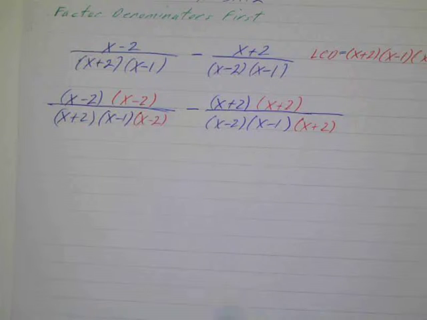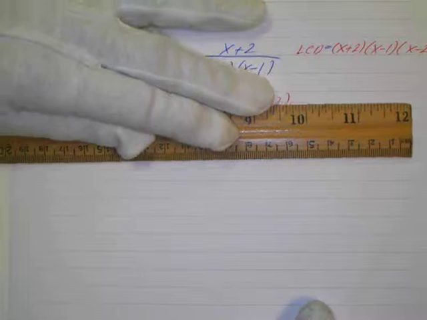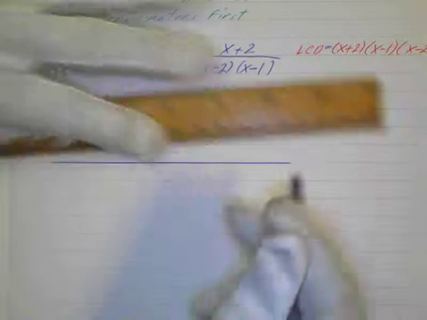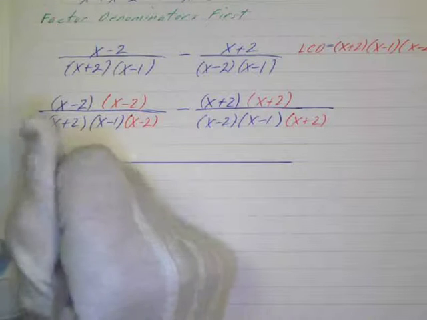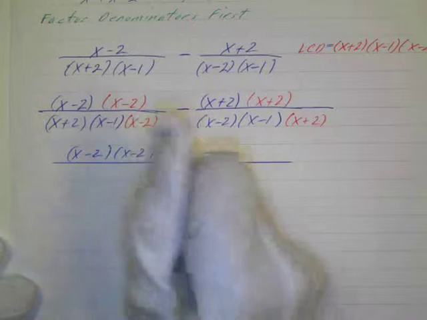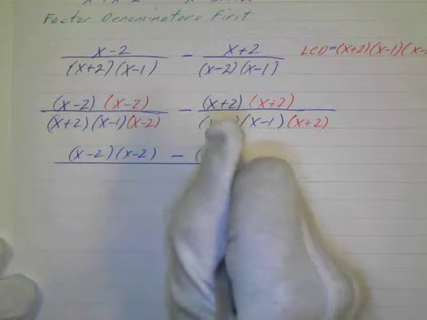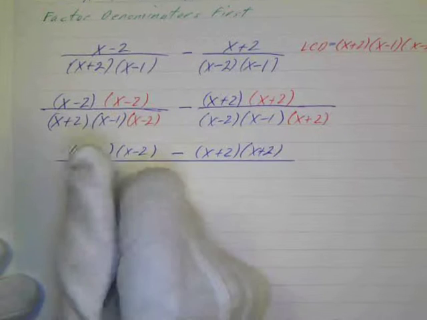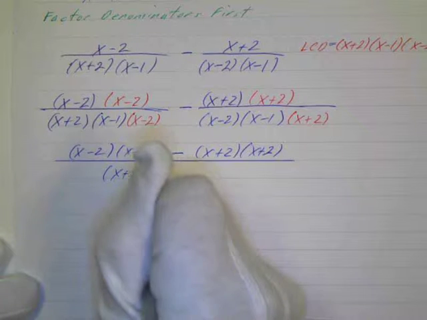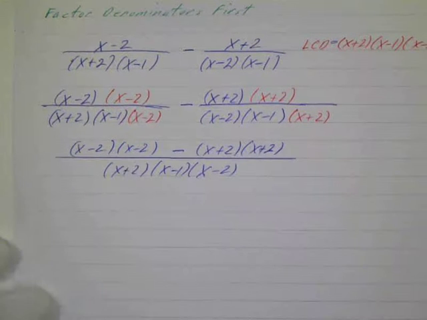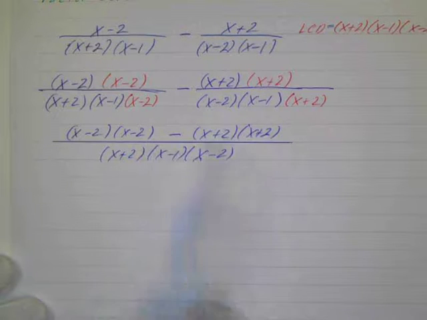So I need a big fraction bar for that. Or you can simplify them first on the top, whatever your choice is. I'll just put them all over the LCD. So I've got x minus 2 times x minus 2, and this is going to be negative x plus 2 times x plus 2, all over my LCD, which is going to be x plus 2 times x minus 1 times x minus 2. All right, now we can simplify these, so we'll have to multiply these out and see if we can combine any like terms.